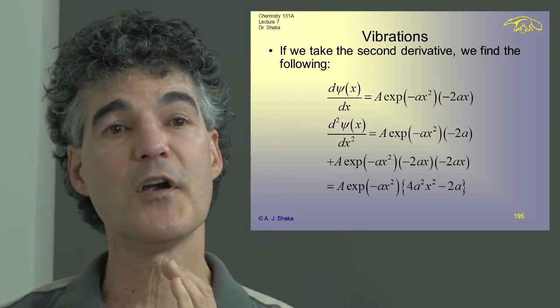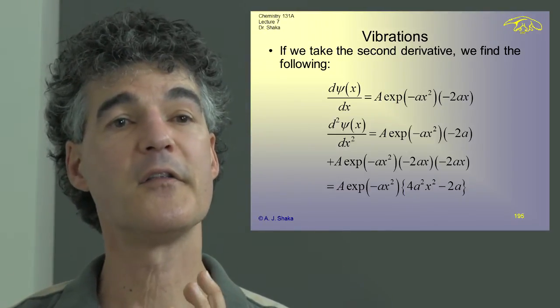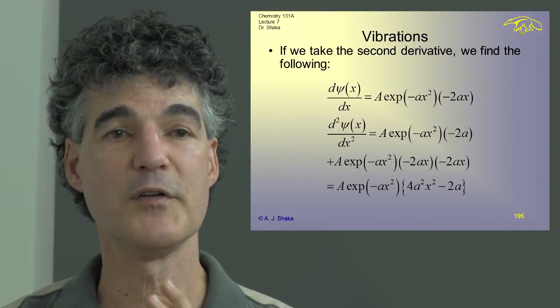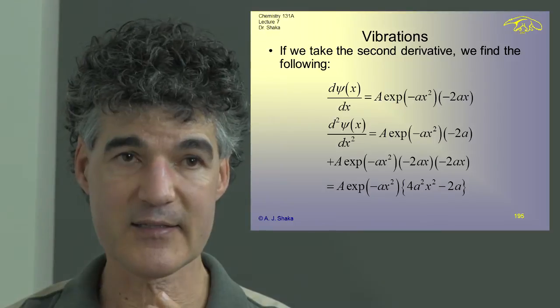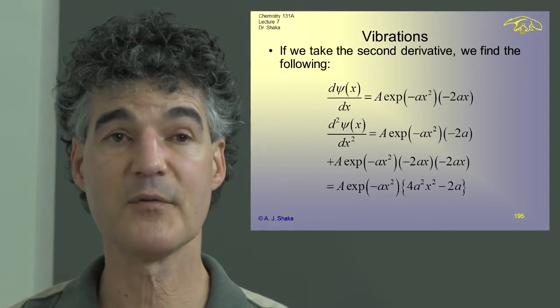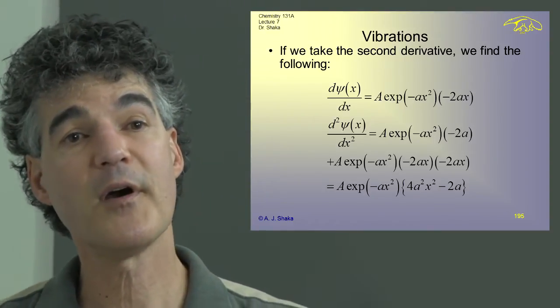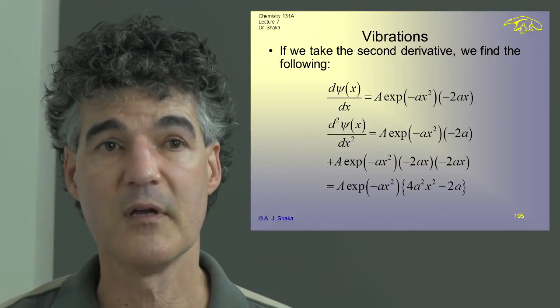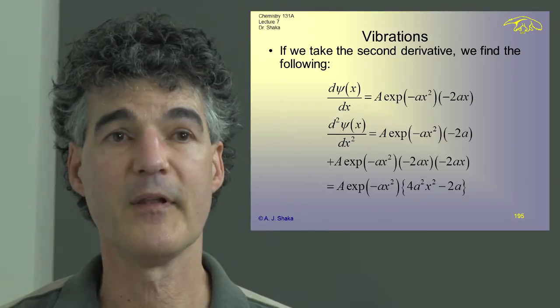And then we have this term, and it has two parts. It has a 4a squared x squared, which if we pick a right, is going to cancel out the 1/2 k x squared. And then it's got the other part, 2a, which is going to have something to do with the energy. Let's have a look.